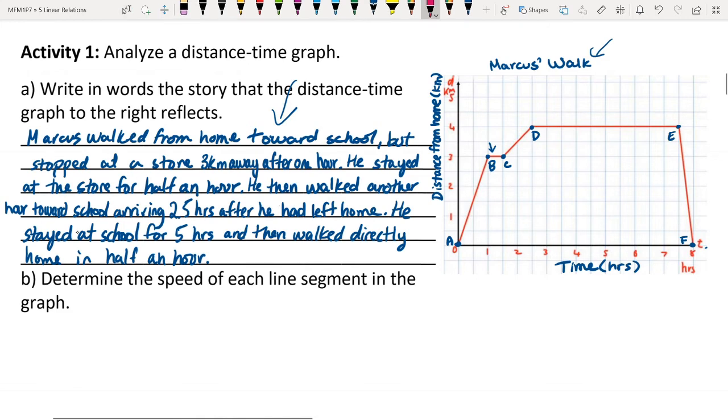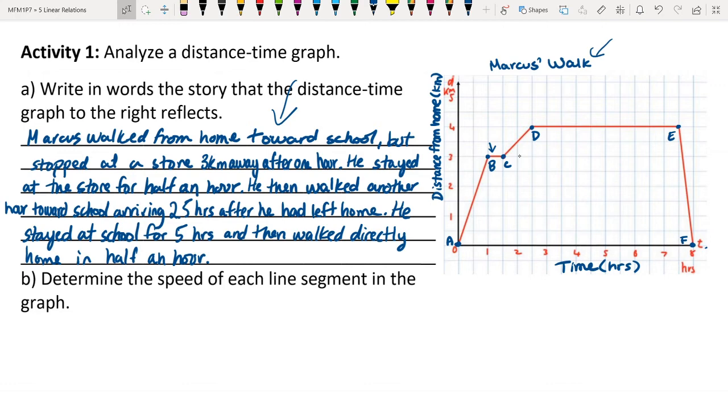He then walked another hour toward school, arriving 2.5 hours after he had left home. Now this is very important because lots of students get confused here. What I want you to notice about CD, this line segment here, is that 1 hour has passed from the time he left the store at C to the time he arrives at school at D. 1 hour has passed for that section of travel.